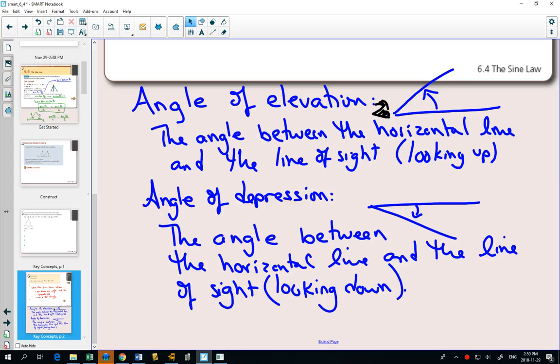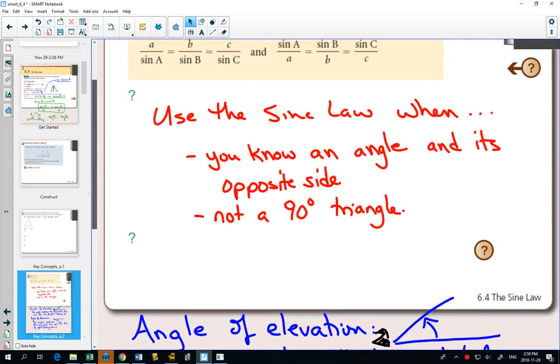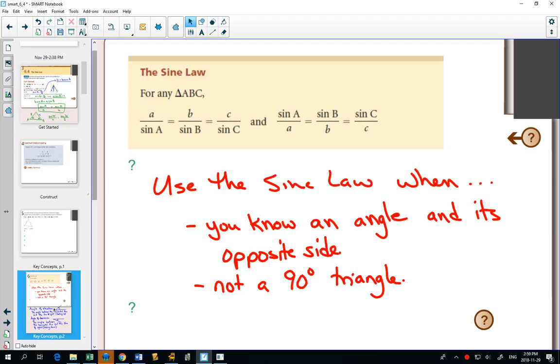The key thing here is we have our sine law. And the sine law is always written as a relationship with all three sides, but when solving it, you're only going to have one equation. So you're either going to pick side A and side B, or side A and side C, or whatever letters are there, you're going to choose two of them. And you can use it when you know an angle and its opposite side.